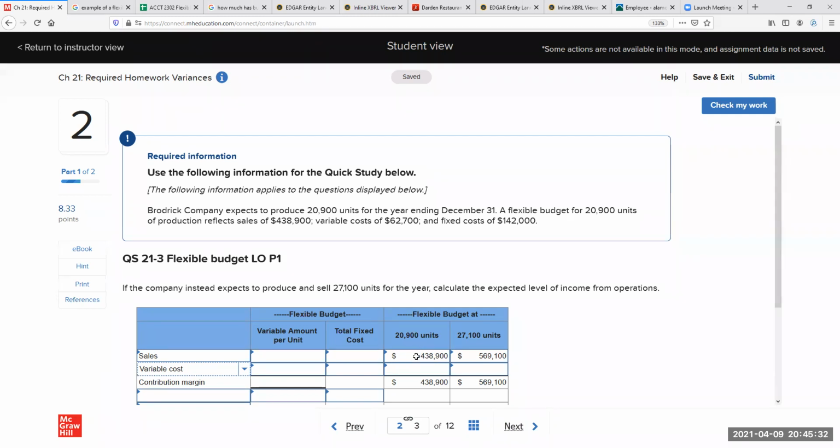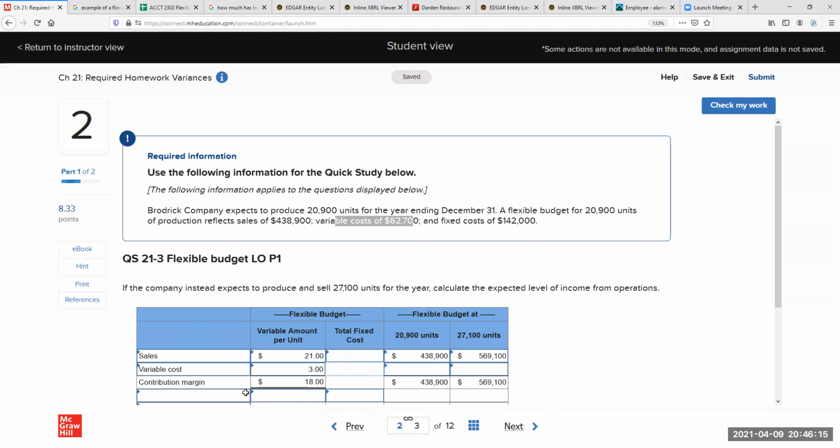So to find out the per unit, I multiply that. What's the fixed cost? 142. All right, so now this variable amount per unit. They said variable cost of 62.7 divided by 20,900, so my variable cost is 3. 438,900 divided by 20,900 means my sales are $21. My variable cost is 3, so my contribution margin is 18.